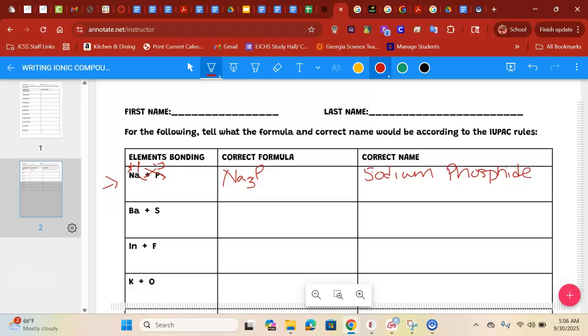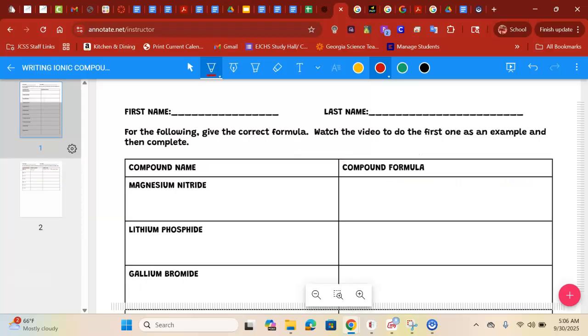Okay? So that's what we have been doing. And you're going to do this in a little bit, but I want you to flip over to page 1. Okay? So sometimes you're given the compound name like this, magnesium nitride. And what people want to do is then they just want to write, oh, well, the formula is MgN. And that's incorrect. Okay? And so what we have to do is the same thing we were doing, but we're kind of working backwards a little bit.